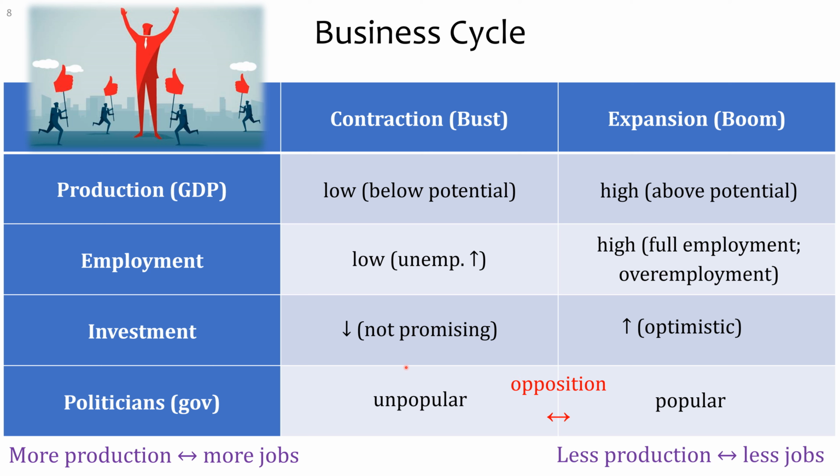Simple rule of thumb here is that production and jobs go hand in hand. So more production and more jobs go hand in hand. Less production and less jobs go hand in hand. Pause here and take some notes.